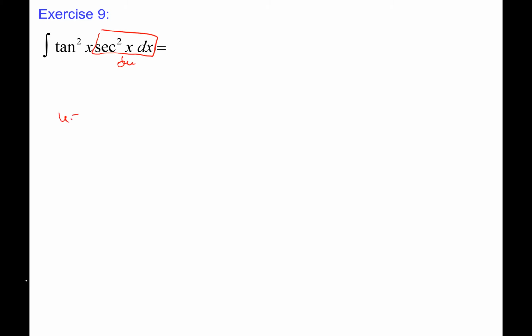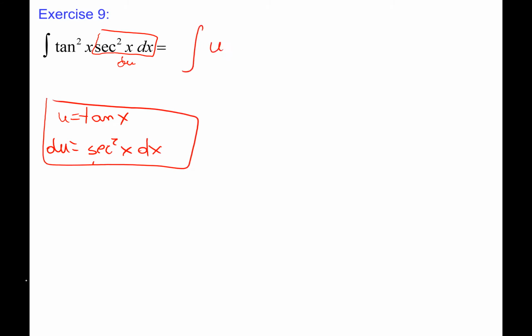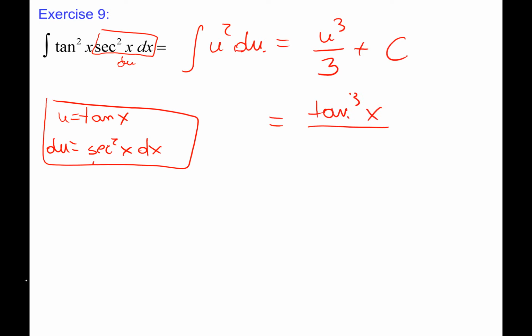The only thing I have to do is say u is tangent of x. du is sitting in the box, secant squared of x dx. Fantastic. Just u squared, and the box is du. So u cubed over 3, and I will put tangent cubed of x over 3. Okay? Let's look at the next one.